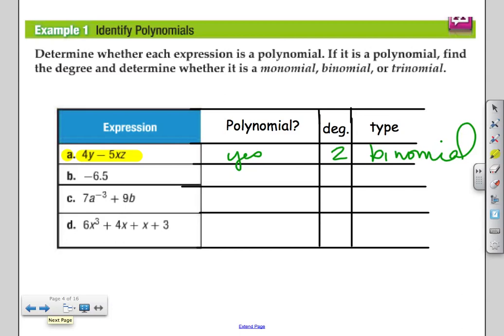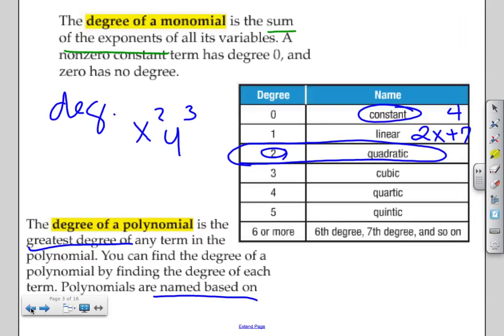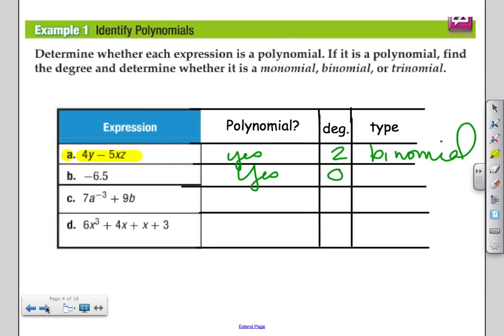Negative 6.5, is this a polynomial? Anybody want to contribute here? Yes, it has one term. Okay. A monomial is a polynomial. It's the first kind of polynomial. Then binomials, trinomials. Okay. And how many degrees? What are you guys thinking? Anybody have any idea? There are no degrees. Remember back one chart. It's a constant. It's a whole number. So there are no degrees, right? And what type is it? We just talked about this. It's a monomial. Okay?